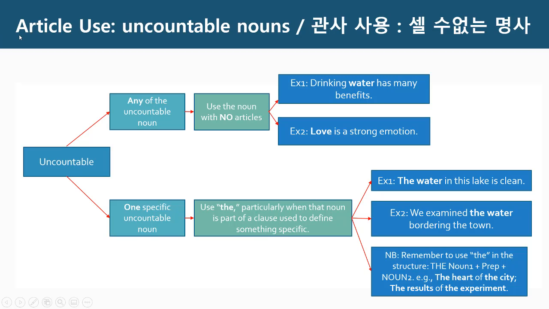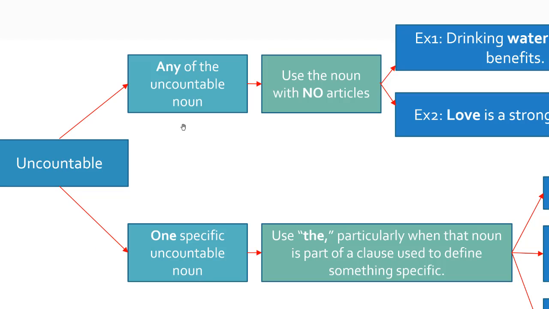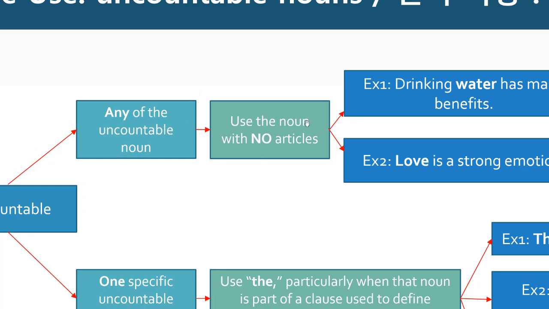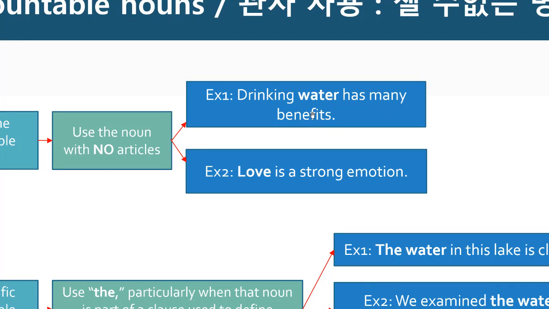So let's look at this chart here. And again, you might know all of this or a lot of this, and if so, then please bear with us. If not, then great. So these are uncountable nouns. An uncountable noun is a noun that you cannot count, such as water. That's always the first one. Sand, pizza. Well, you can count pizzas too. So you can choose. First, ask yourself, are you referring to any of the uncountable noun? Then use the noun with no articles. For example, drinking water has many benefits. Which water? Any kind of water.